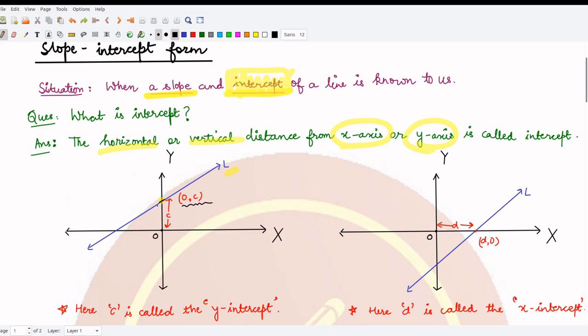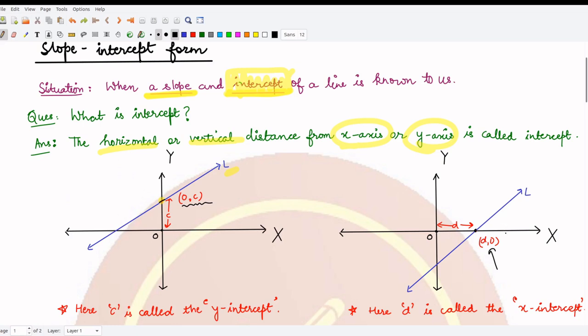Fine. And in the second case, we have another line which now meets the x-axis at some point here, having coordinates (d, 0). Now it is quite clear that it meets the x-axis, so the y coordinate has to be 0. Fine. So here you can clearly see that the horizontal distance from origin to this point is small d, right? And we call this d the x-intercept, and it is the horizontal distance between origin and that particular point. I hope this concept of intercept is clear to you. This is nothing but the distance, right?